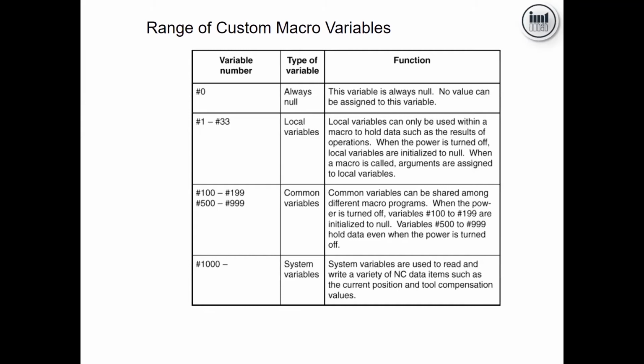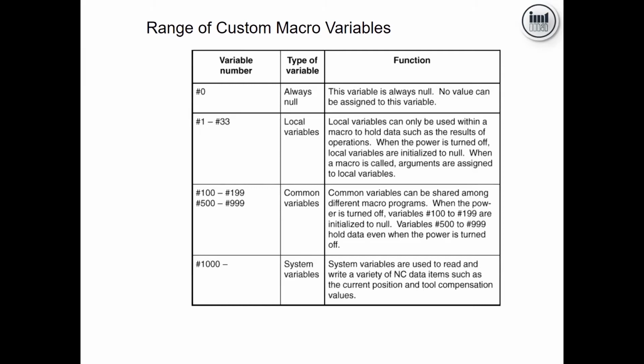Then hash 1 to hash 33 are called local variables. A similarity is there with hash 100 to hash 199. These are all called common variables. Even though local variables and common variables have different names, there are similarities in hash 1 to hash 33 and hash 100 to hash 199. So what is the similarity? That means they are temporary numbers.